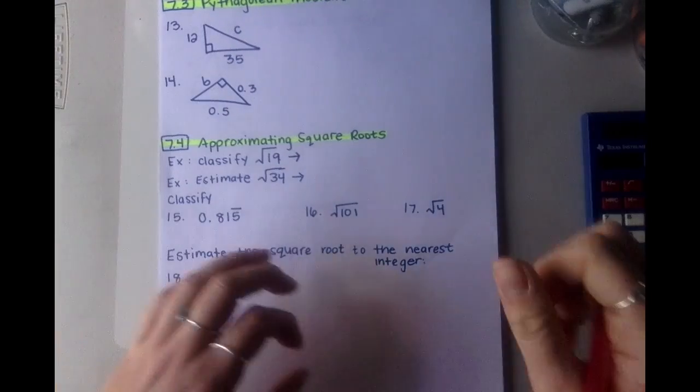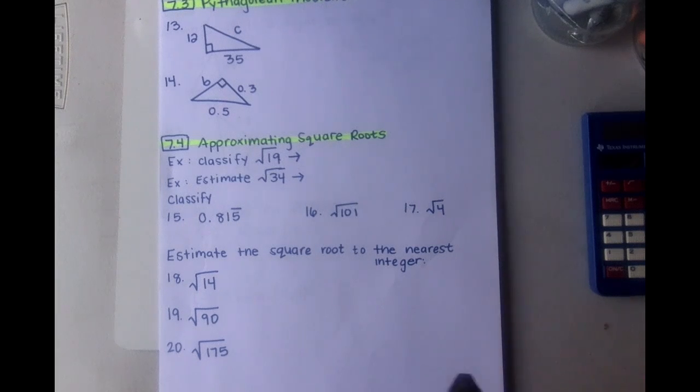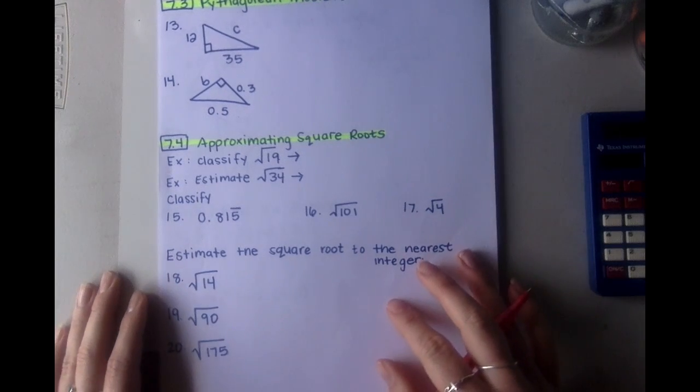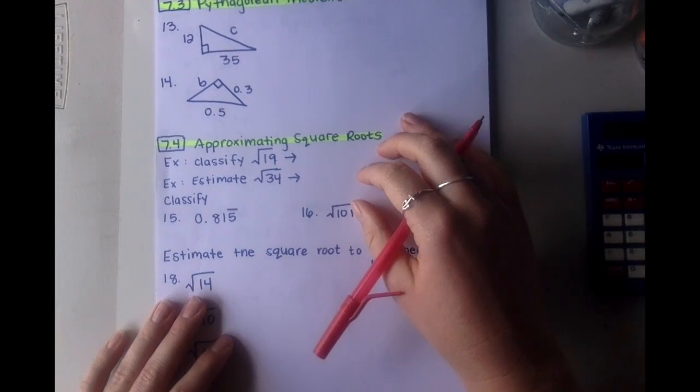So going into the Pythagorean Theorem, for number 13, my dogs are driving me nuts. So for 13, I want to find the missing length.